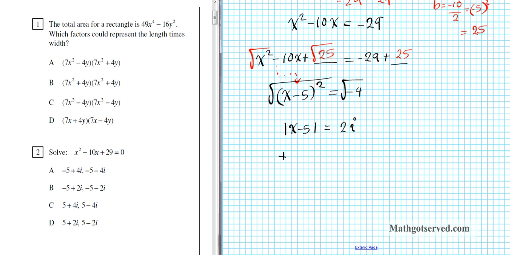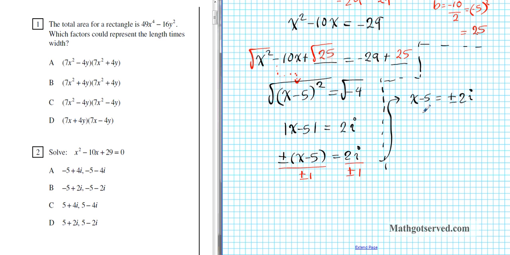So this can be written as plus or minus x minus 5 equals 2i. We can divide both sides by plus or minus 1 to move that sign to the other side. All right, so let me break it down. Let's split the page down the center. So if we shift over here, we're going to have x minus 5 equals plus or minus 2i.